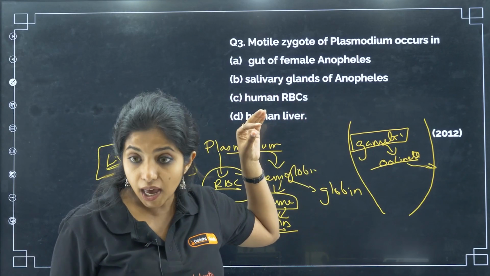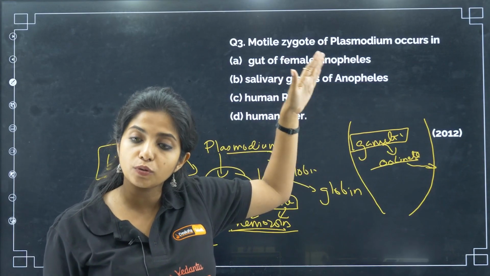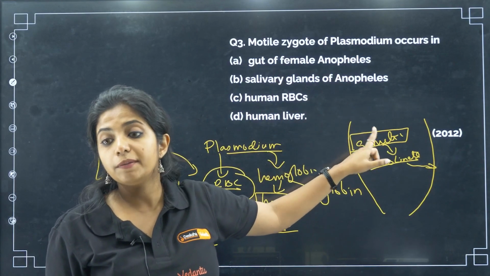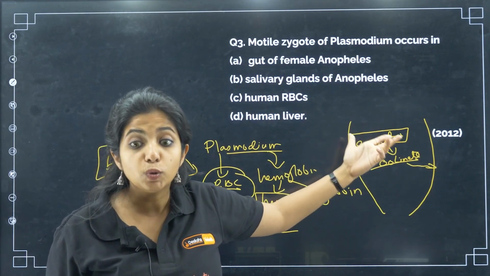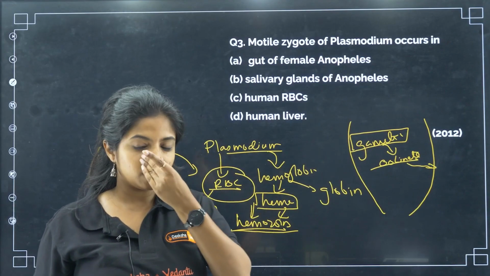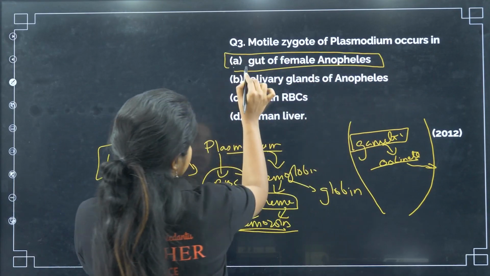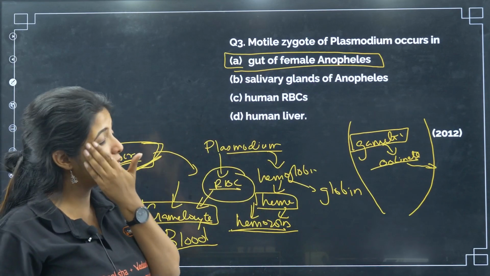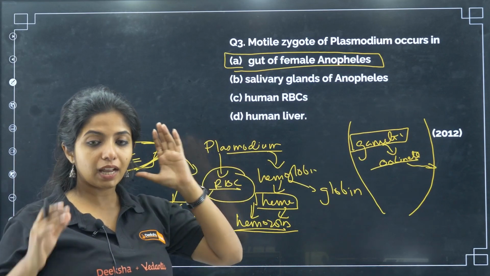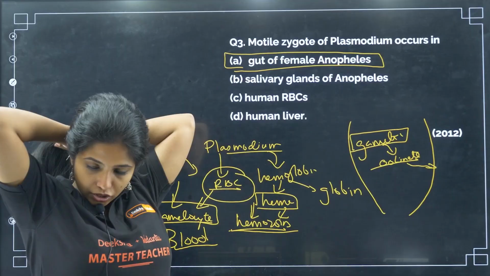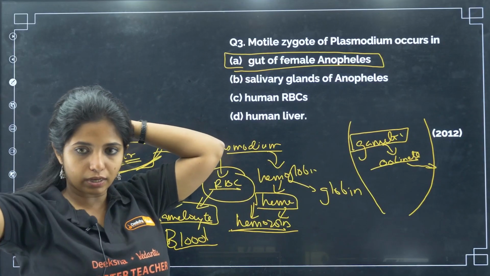sporozoite. So where do you think the motile zygote of Plasmodium occurs? In the gut of the female Anopheles mosquito, and that is known as ookinete. Always remember that, okay? It is not in the salivary gland of the Anopheles mosquito. In the salivary gland, what do you get? Sporozoite stage. Just after the ookinete stage, you get the sporozoite stage.